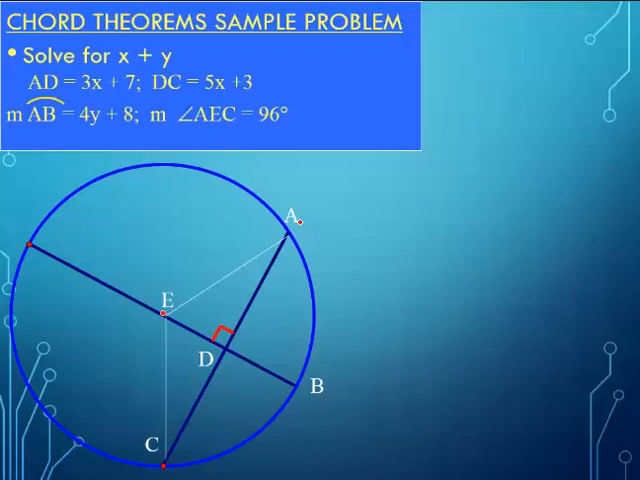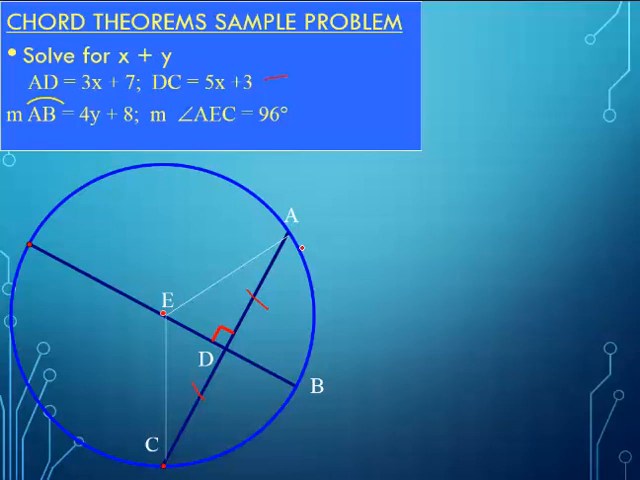Here's another one. If AD and DC equal these two things, what are you going to do to solve? What do we do to congruent parts? We set them equal to each other.